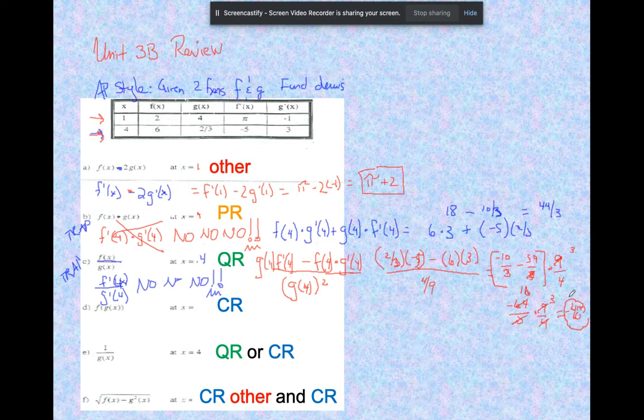All this nonsense is worth 1 point maximum. There's where most of your points are. Did you do the quotient rule?